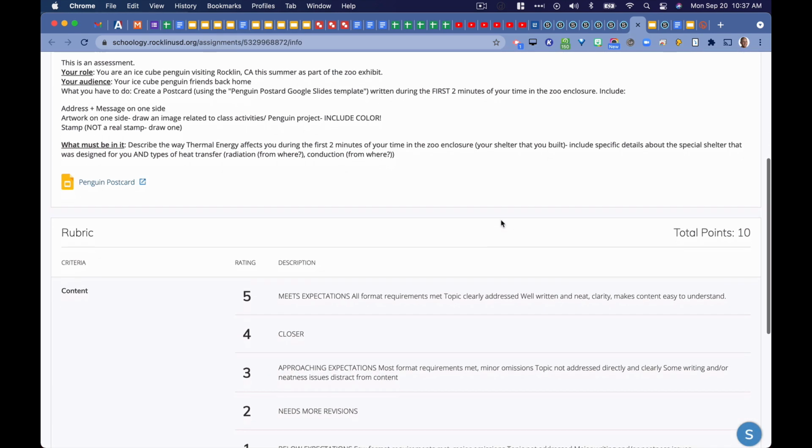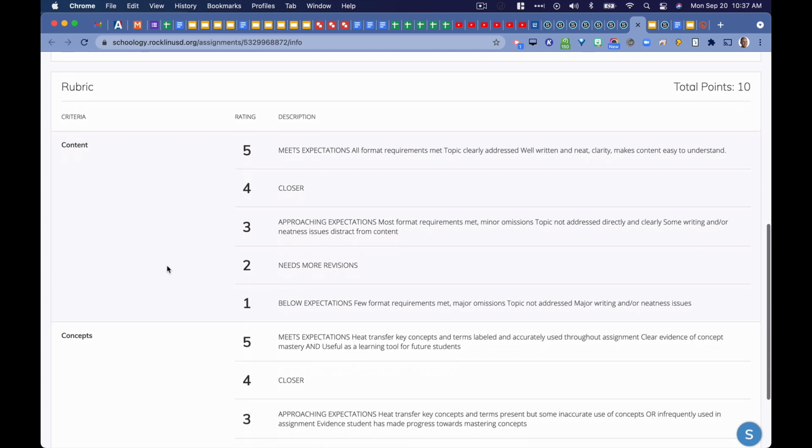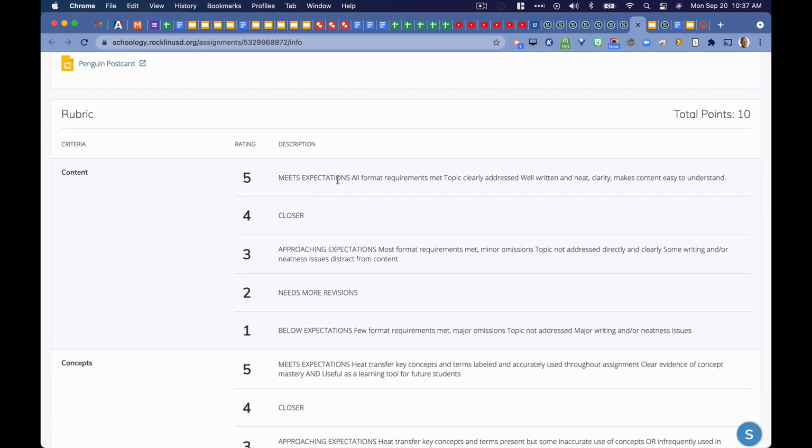All right, let's take a look at how you're going to be graded or evaluated. There's a content side and a concept side. So content: a rating of 5 means you meet expectations, all format requirements met, topic clearly addressed, well written, and neat. Clarity makes content easy to understand. 4 is in between 3 and 5. 3 is approaching expectations: most format requirements met, minor omissions, topic not addressed directly and clearly, some writing and or neatness issues distract from the content. 2 is closer to 3 than 1. 1 is below expectations: few format requirements met, major omissions, topic not addressed, major writing and or neatness issues. So that's the content side.